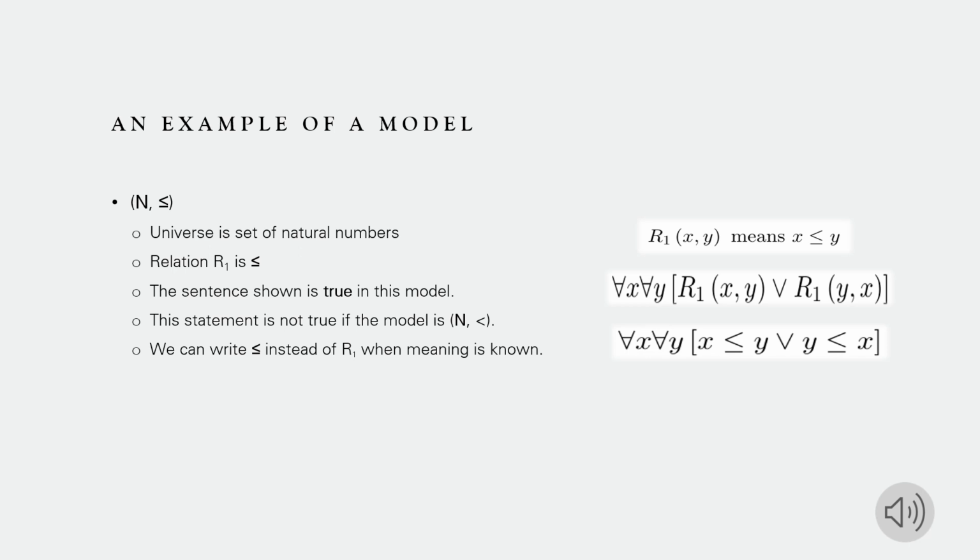Now, going back to the model N, less than or equal, instead of writing R1, we can replace it with less than or equal. So now we can say for all x and for all y, x is less than or equal to y, or y is less than or equal to x.